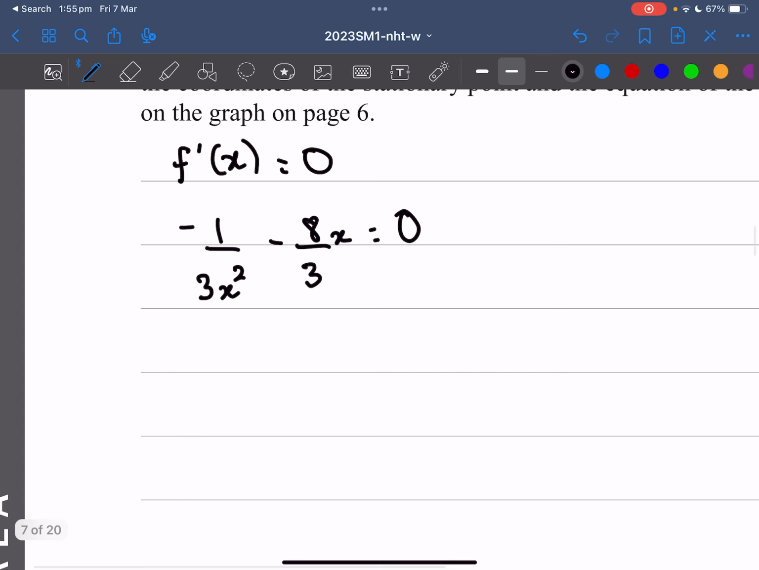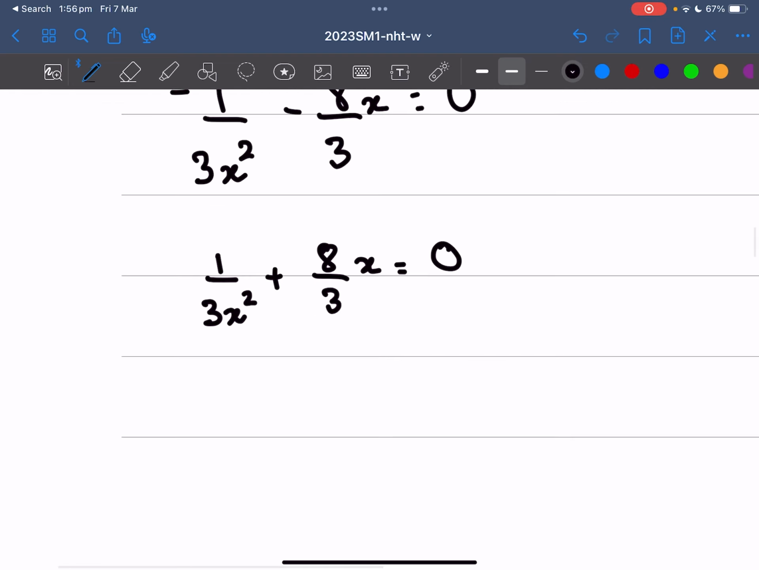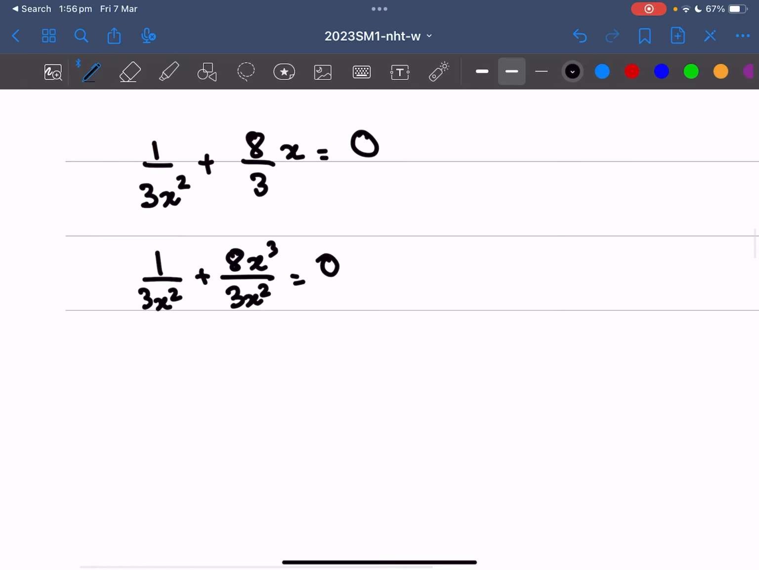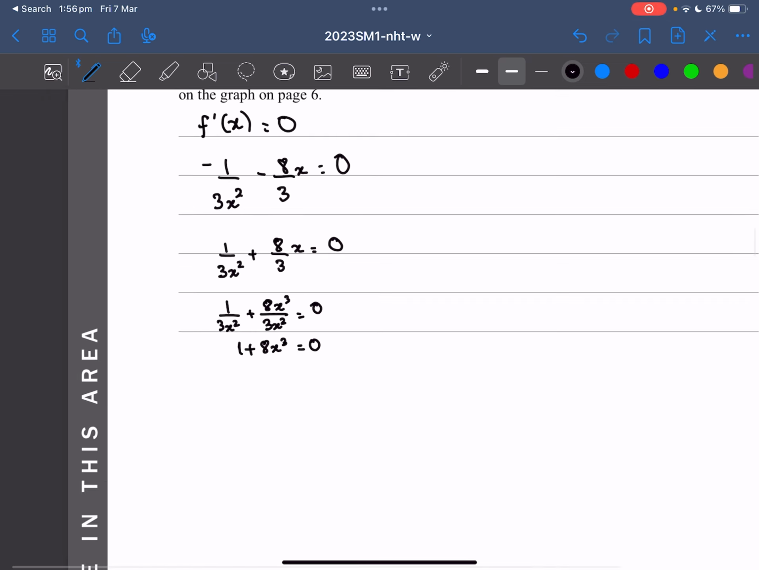Okay, we can multiply the whole thing by minus 1. So we'll remove the negative sign. 3x equals to 0. Okay, and I guess let's make the denominator the same. So we'll have 1 on 3x squared plus 8x cubed on 3x squared equals to 0, right? So we'll have 1 plus 8x cubed equals to 0.